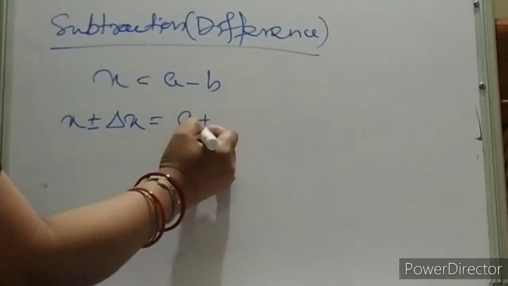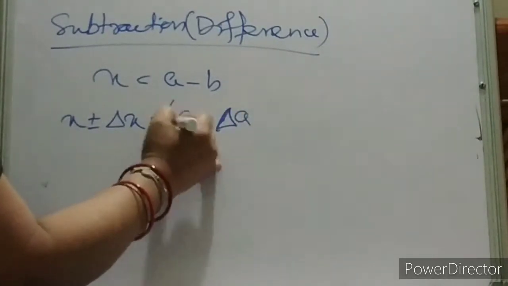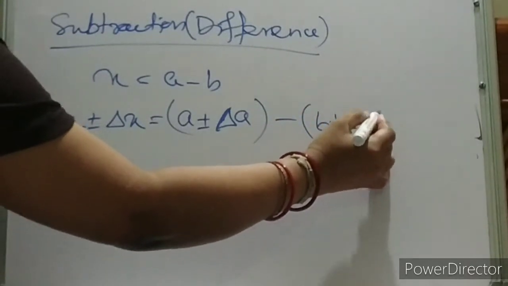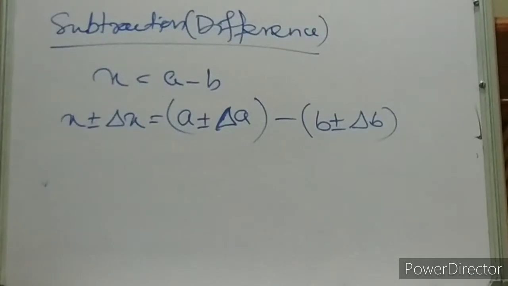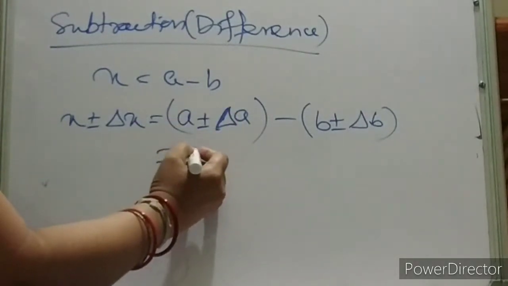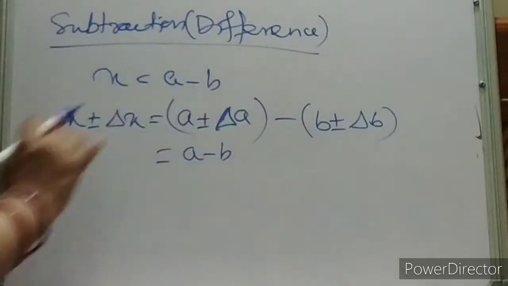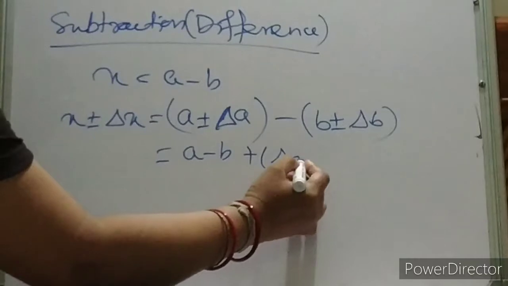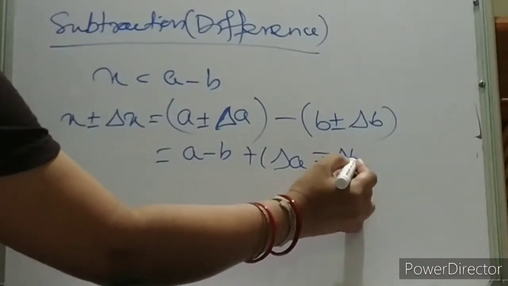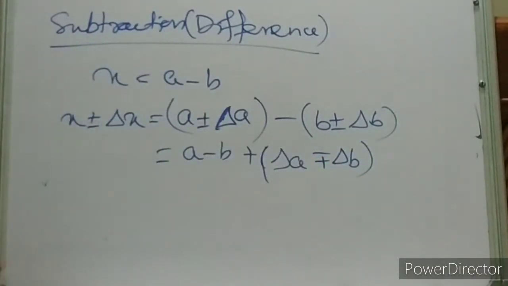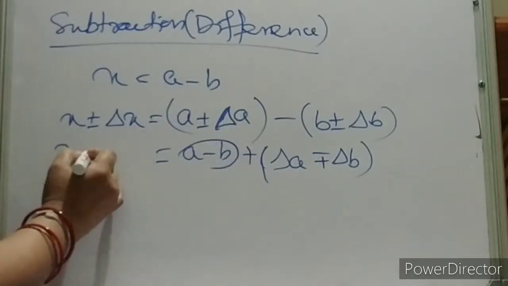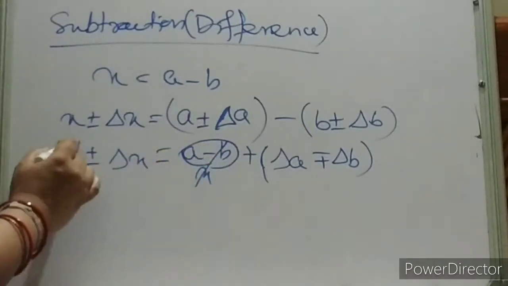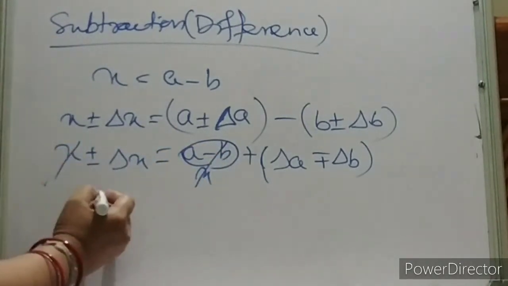So here in each quantity there will be some error. So let it be this, a plus minus delta a minus b plus minus delta b. Okay. So again expand. So it will be a minus b, open the brackets. Then plus minus delta a minus plus delta b. Normal mathematics. So again here this is your x plus minus delta x. So again it is x only. So this and this get cancelled. So what is your delta x again?